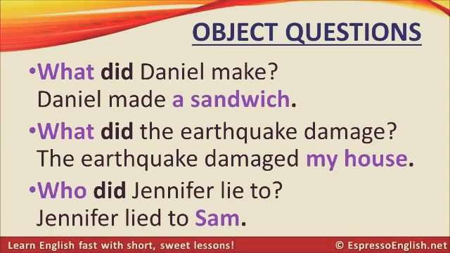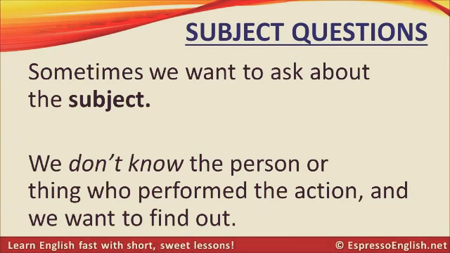Who did Jennifer lie to? Jennifer lied to Sam. These are all examples of object questions. We don't know the object, the receiver of the verb, so we ask about it. But sometimes we want to ask about the subject. We don't know the person or thing that performed the action, and we want to find out.